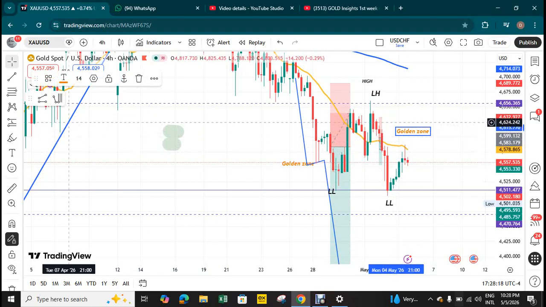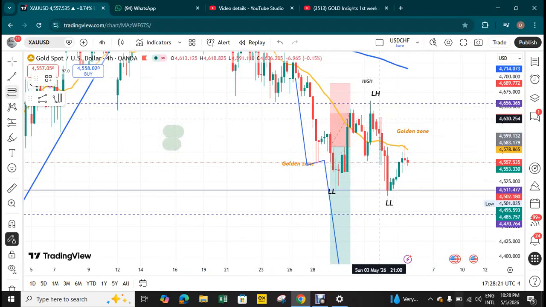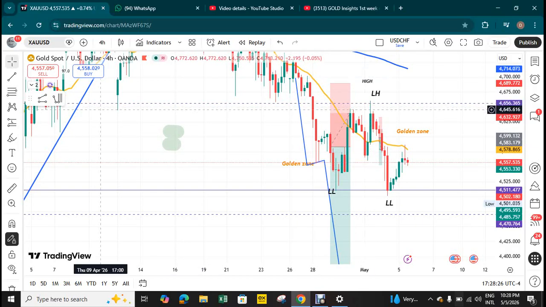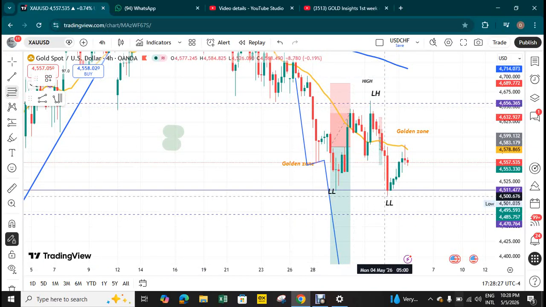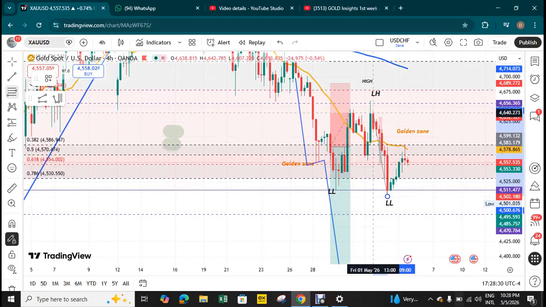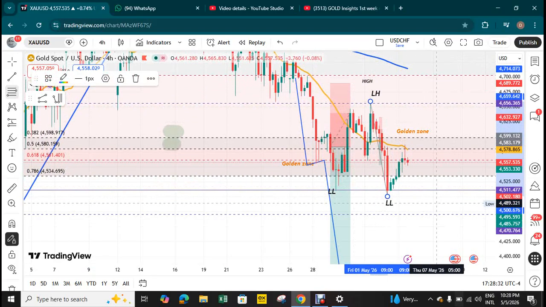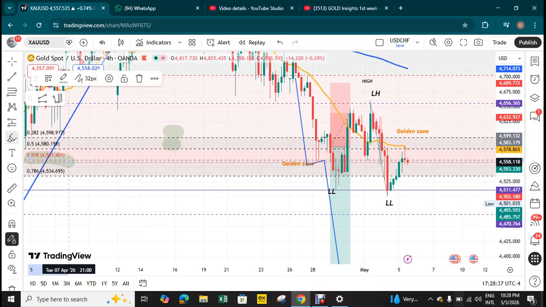And how do we get a high? We need to draw a 5-minute retracement because it's a downward trend. We need to say, okay, from the lower high, or better still, you can say from the low, because we want to get a high from the low to this high. Okay, you see this 0.618 area, that's our high.